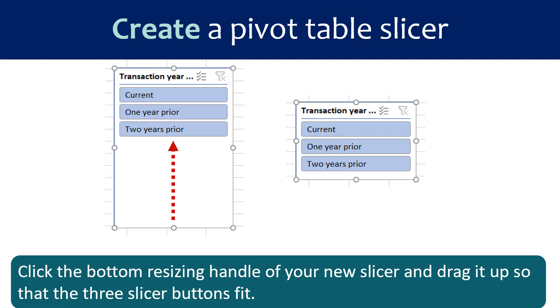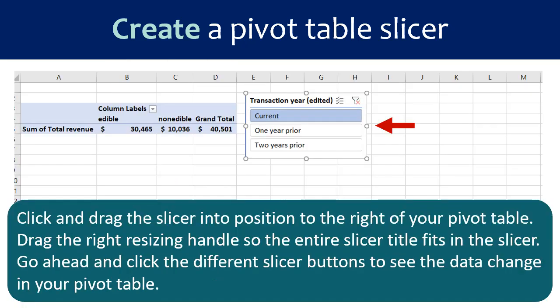Click the bottom resizing handle of your new slicer and drag it up so that the 3 slicer buttons fit. Click and drag the slicer into position to the right of your pivot table. Drag the right resizing handle so the entire slicer title fits in the slicer. Go ahead and click the different slicer buttons to see the data change in your pivot table.